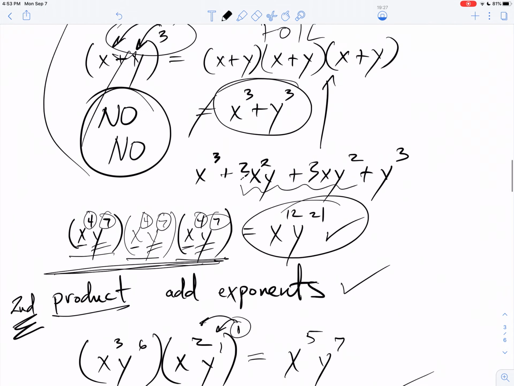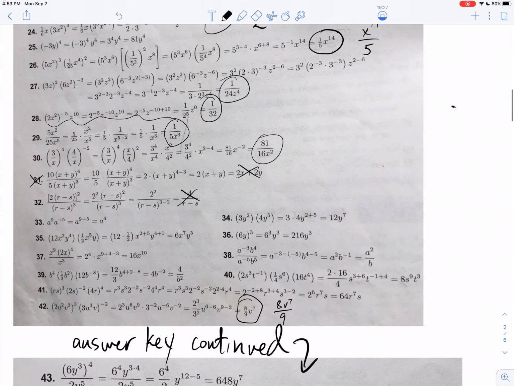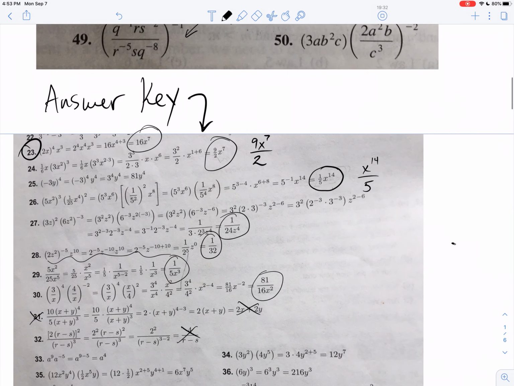I'm going to scroll back up to the top and say, like this problem here, number 23. Well, it says 2x, the whole thing to the fourth, then times x to the third. So what did they do? They distributed that power, and then they wrote it out as every step there. Then they showed their next move, and I told you they would do this thing, so you could get to the final result.